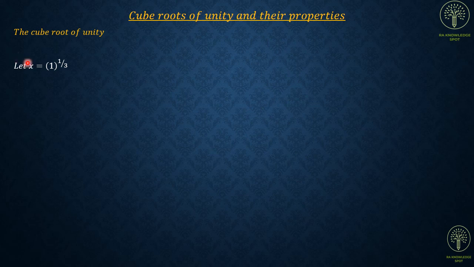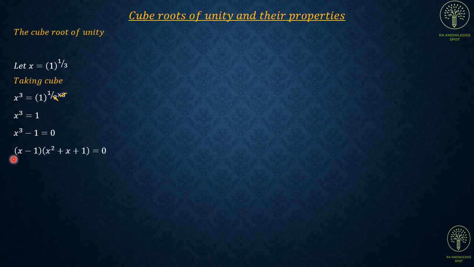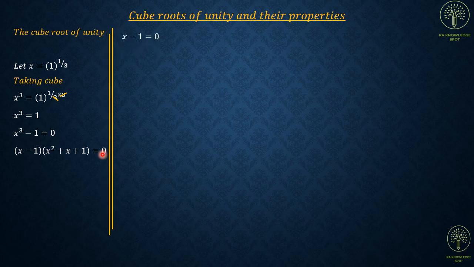Now let this be equal to x. Then we don't want this 1 by 3, and how can we finish this? We will take cube on both sides. After taking the cube, this 3 is going to cancel with this 3. Then what you have is x cube is equal to 1. Now we can just shift this 1 to the other side, it will be minus 1. Applying the formula, that is x minus 1, x square plus x plus 1 is equal to 0.